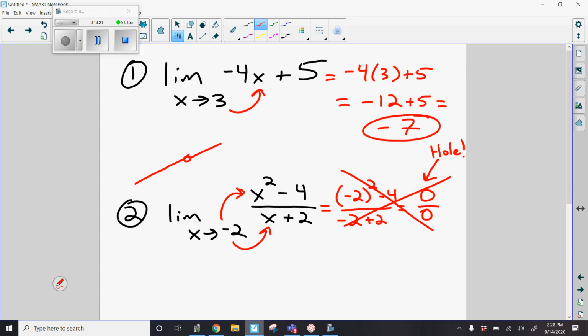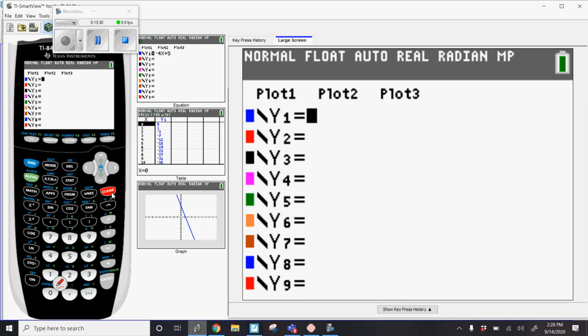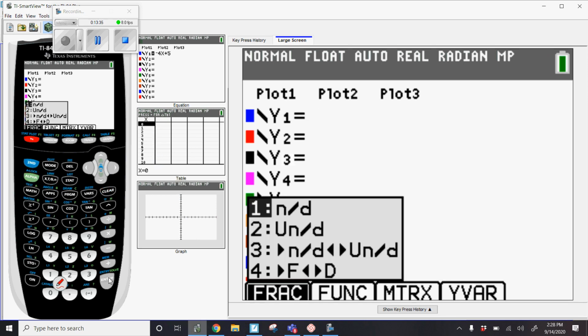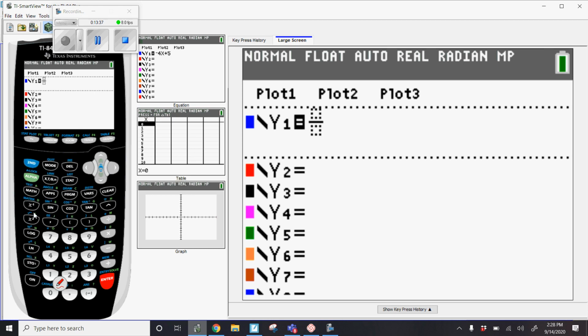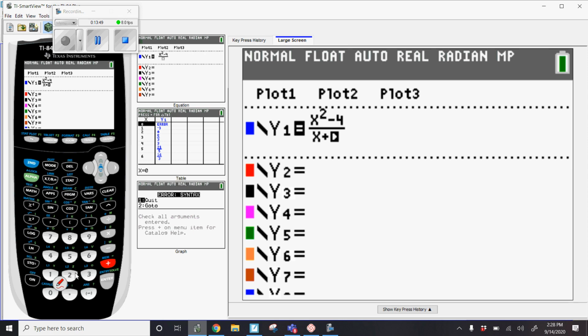Okay, well, let's take a look at this on a graph and see if we can figure out what's going on. So I'm going to go ahead and graph this function. I'll go back to my y equals. Again, to put in a fraction on your calculator, hit alpha, y equals, enter. And on top we had x squared minus 4. And on bottom we had x plus 2. Okay, let's take a look at this graph, see what it looks like.